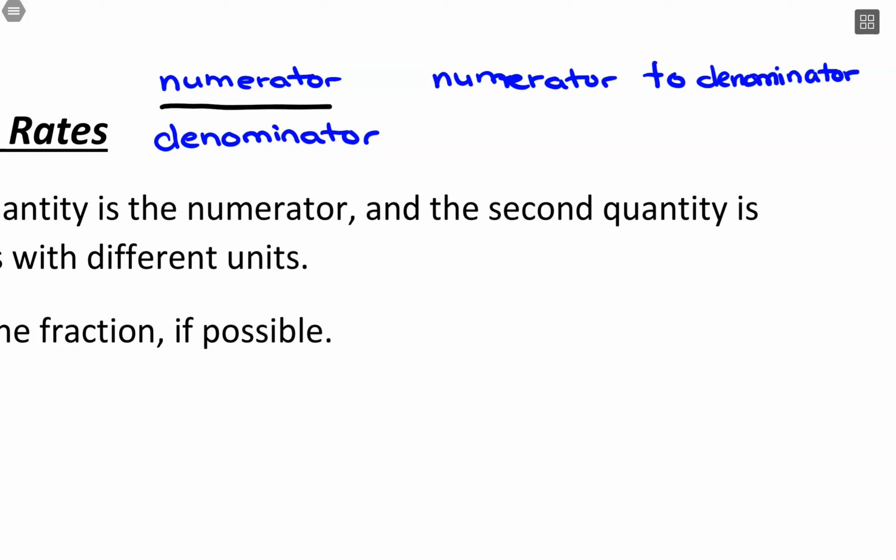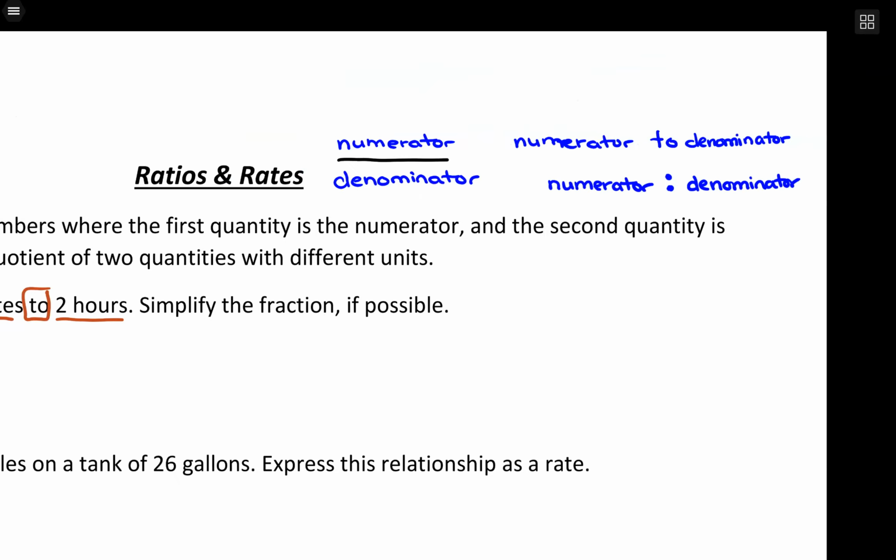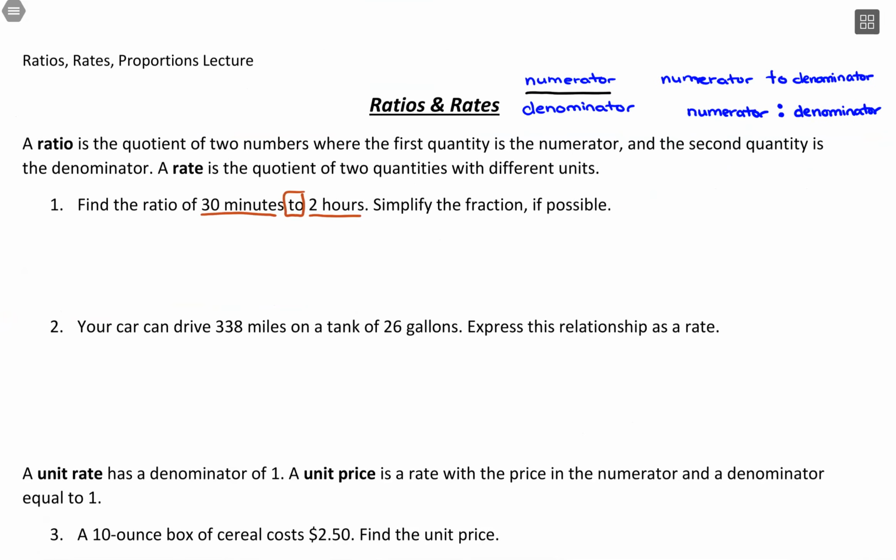Another symbol that can be used instead of the fraction bar is two dots. So maybe they would describe it as numerator, and then a symbol of these two dots, denominator. That would also set up your ratio. So a ratio is the quotient, which is just another word for a fraction, of two numbers where the first quantity is the numerator and the second quantity is the denominator. So "numerator to denominator" in a sentence will be giving you the ratio.